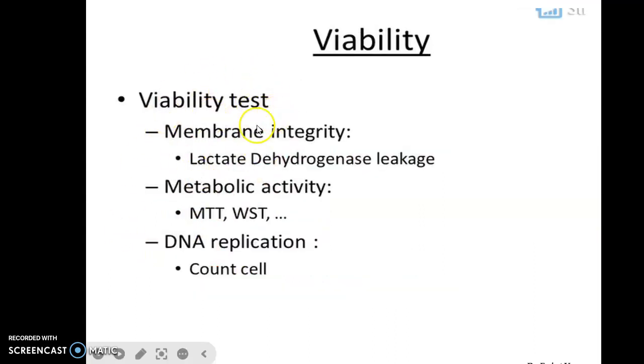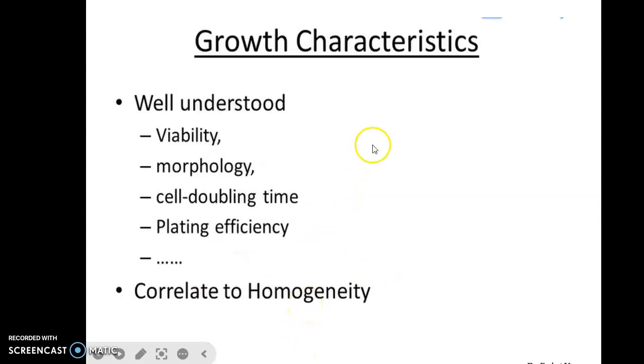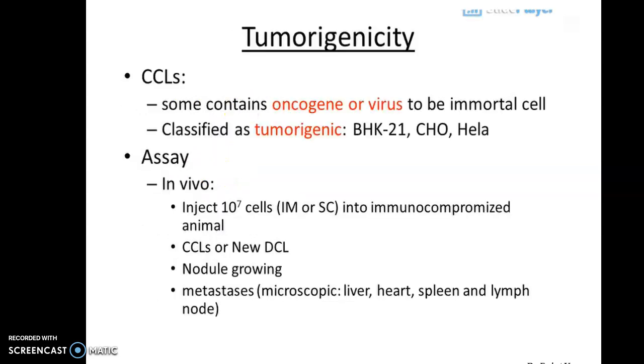Viability tests you can perform using membrane integrity, metabolic activity, and DNA replication. If you talk about the growth characteristics of cell banks, then it is well understood that viability, morphology, cell doubling time, plating efficiency, these are all basically associated with the growth characteristics of the cell bank.